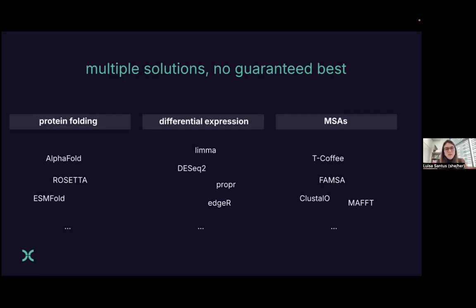This happens for a variety of reasons, but eventually the problem is that we keep having these alternative tools. And this is true in many cases. I'm dropping here three: protein folding, differential expression, and multiple sequence alignments, but this is very true for many others. I will focus today on multiple sequence alignments. So really this project revolves around how to handle these alternative solutions. Do we completely solve this problem with this pipeline? We don't, but is it a step in the right direction? I hope so, I believe so.